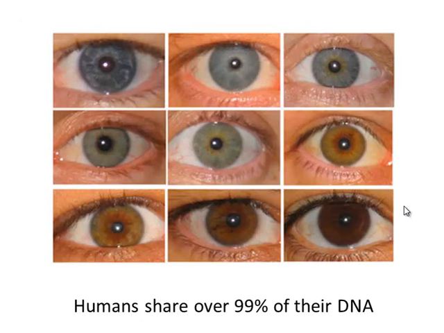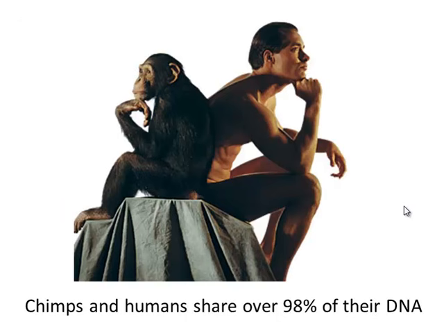Humans share over 99% of their DNA. That means that if you looked at any two people's DNA sequences, 99% of the sequence would be exactly the same. And yet there's tremendous variation in phenotypes in the human population. Similarly, chimpanzees and humans, as two different species, still share over 98% of their DNA. Yet again, their phenotypes are quite different and they're separate species.